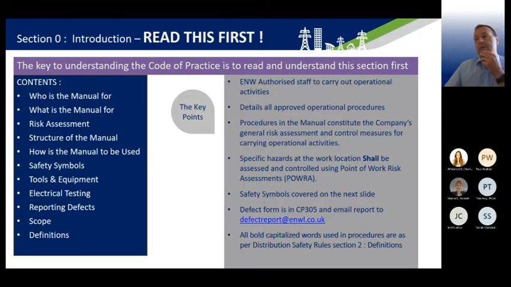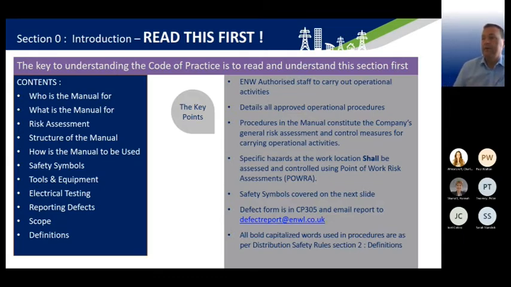So this is obviously for operational staff carrying out operational duties, and they're working to all our approved procedures. These procedures within the manual constitute the company's general risk assessment and control measures for carrying out operational activities. Section 0 also covers site-specific, point of work risk assessments. So if there's a requirement to carry that out, that will be covered in the procedures. Safety symbols will be covered on the next slide.